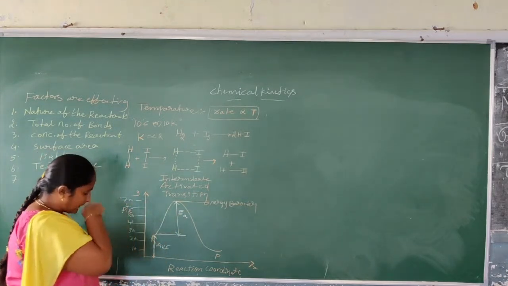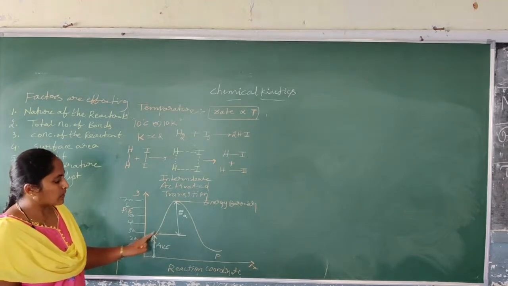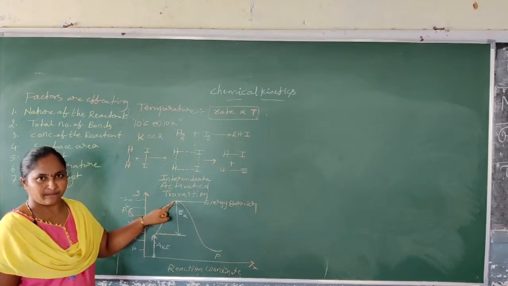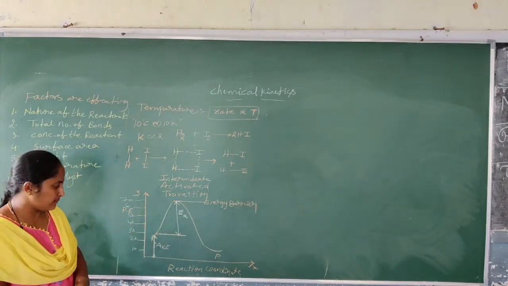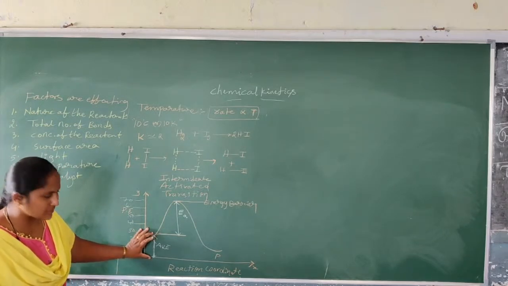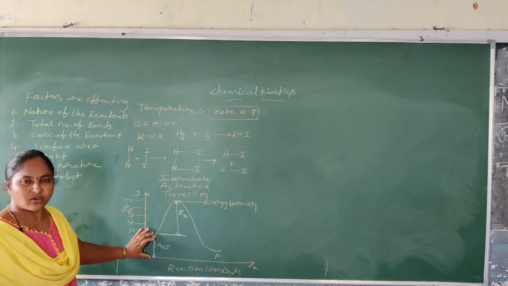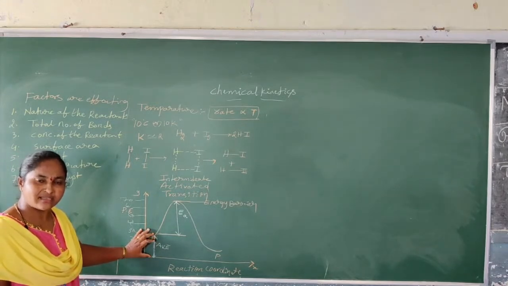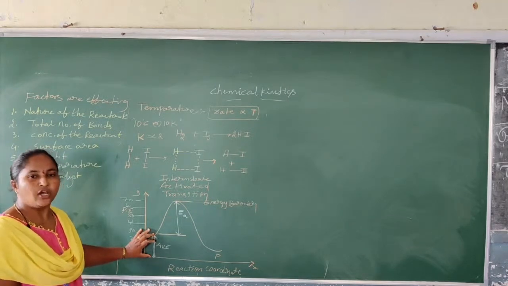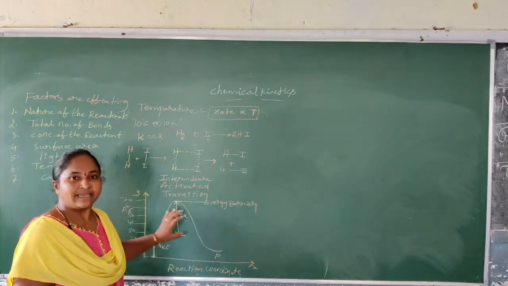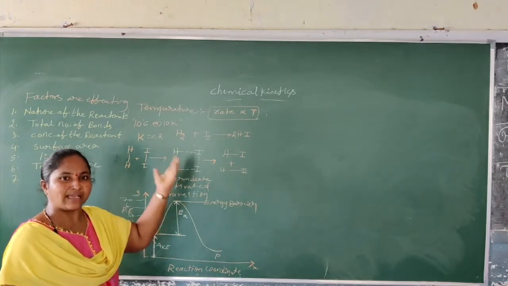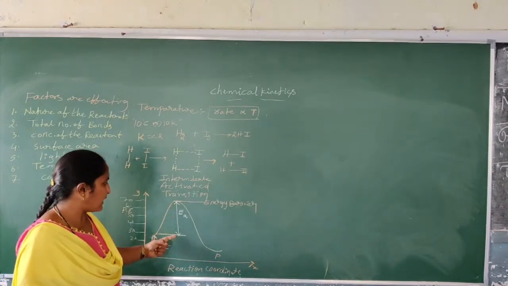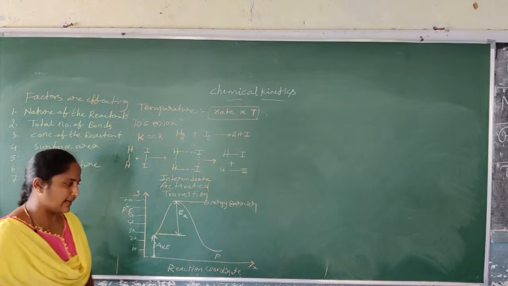What is activation energy? Reactants are converted into the products after passing the energy barrier. Reactants have some minimum amount of energy. That energy is called the average kinetic energy. That average kinetic energy is not sufficient to convert it into the products. It requires some amount of external energy for the conversion to the product. That external energy is called the activation energy.